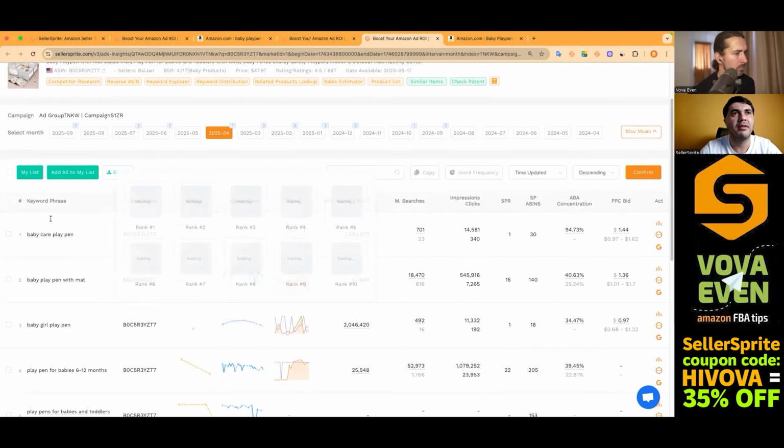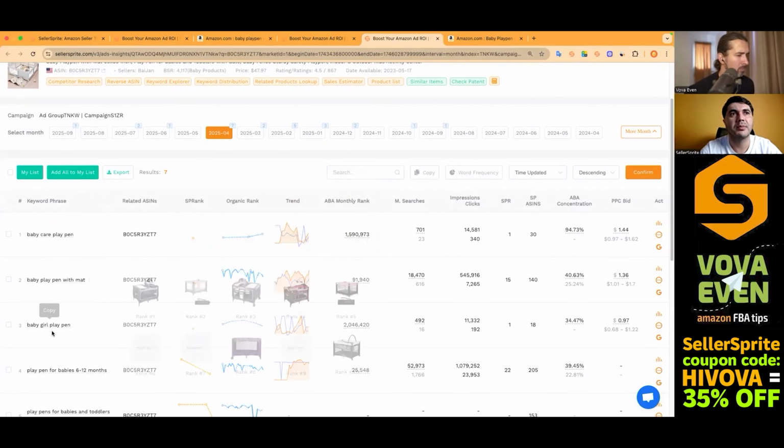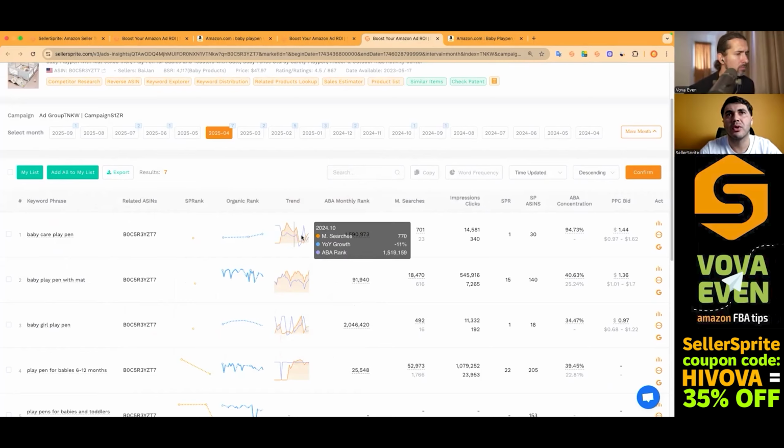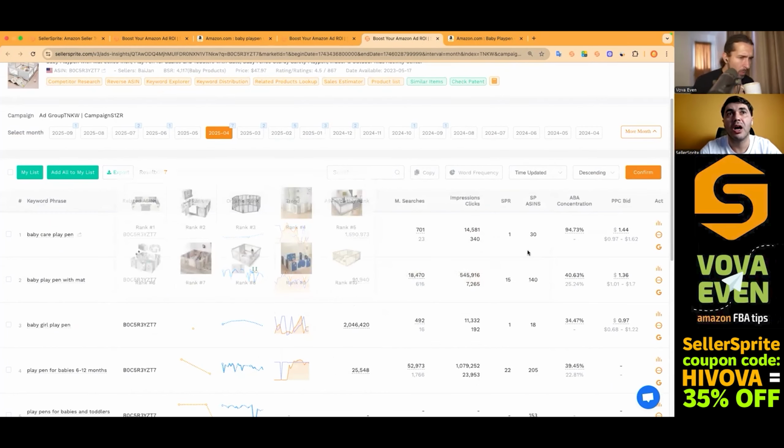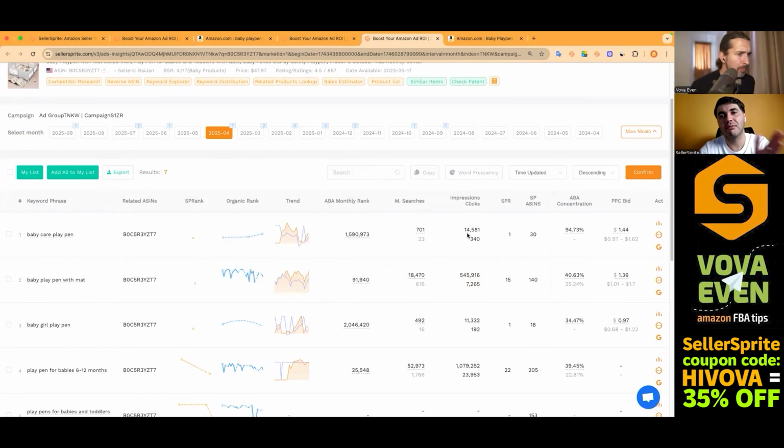I'm just clicking. Here we are, the keywords: baby care playpen, baby playpen with mat, baby girl playpen. Here we see their organic ranking for these keywords. This is also the trends and the monthly search volume. This is data related to these keywords, like monthly search volume and impressions, and in the search query performance we can see the impressions. From here, we understand the total impression is over 14,000.